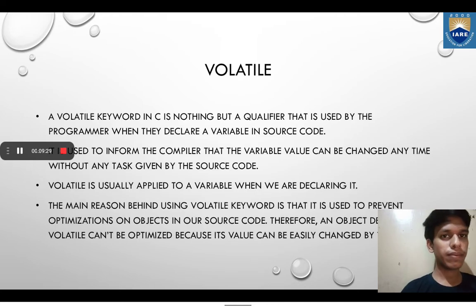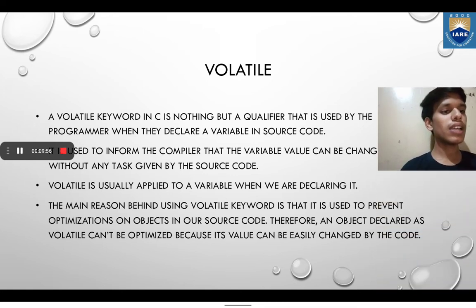Next, coming to volatile. The volatile keyword in C is a qualifier used by the programmer when they declare a variable in source code. Volatile is totally opposite of constant. It is used to inform the compiler that the variable value can be changed at any time without any action given by the source code. The main reason for using the volatile keyword is to prevent optimizations on objects in our source code. Therefore, an object declared as volatile cannot be optimized because its value can be easily changed by the code.